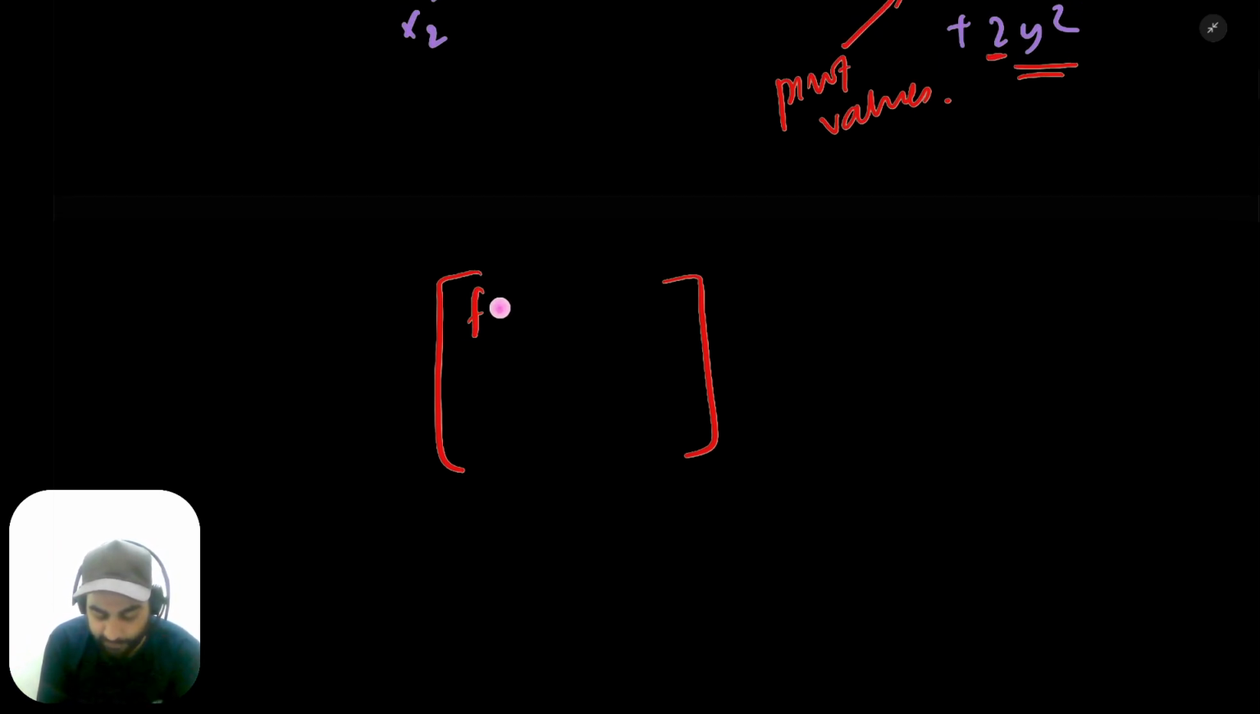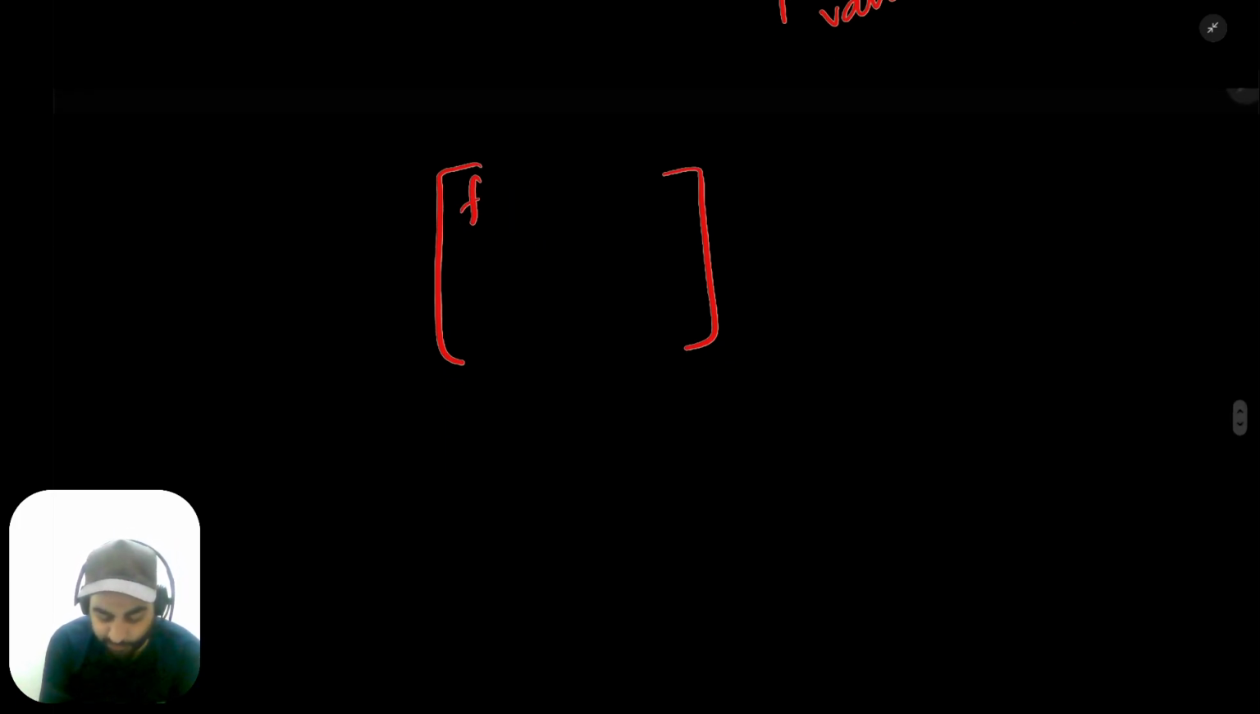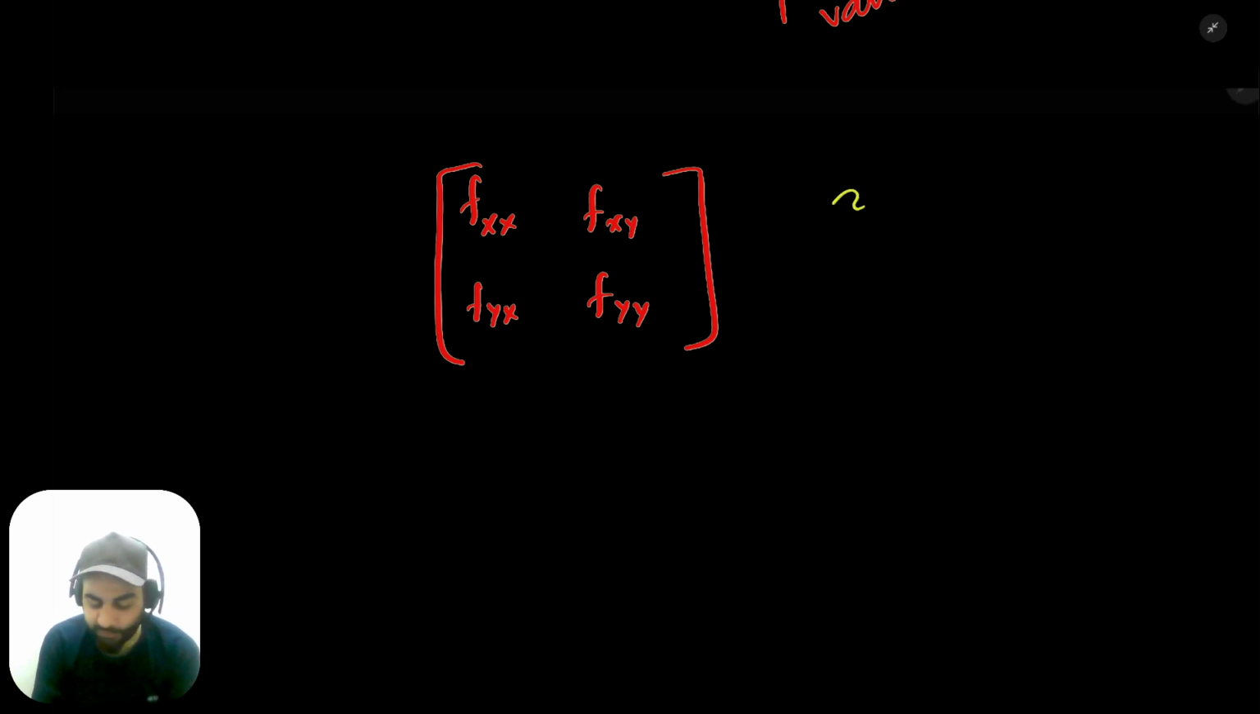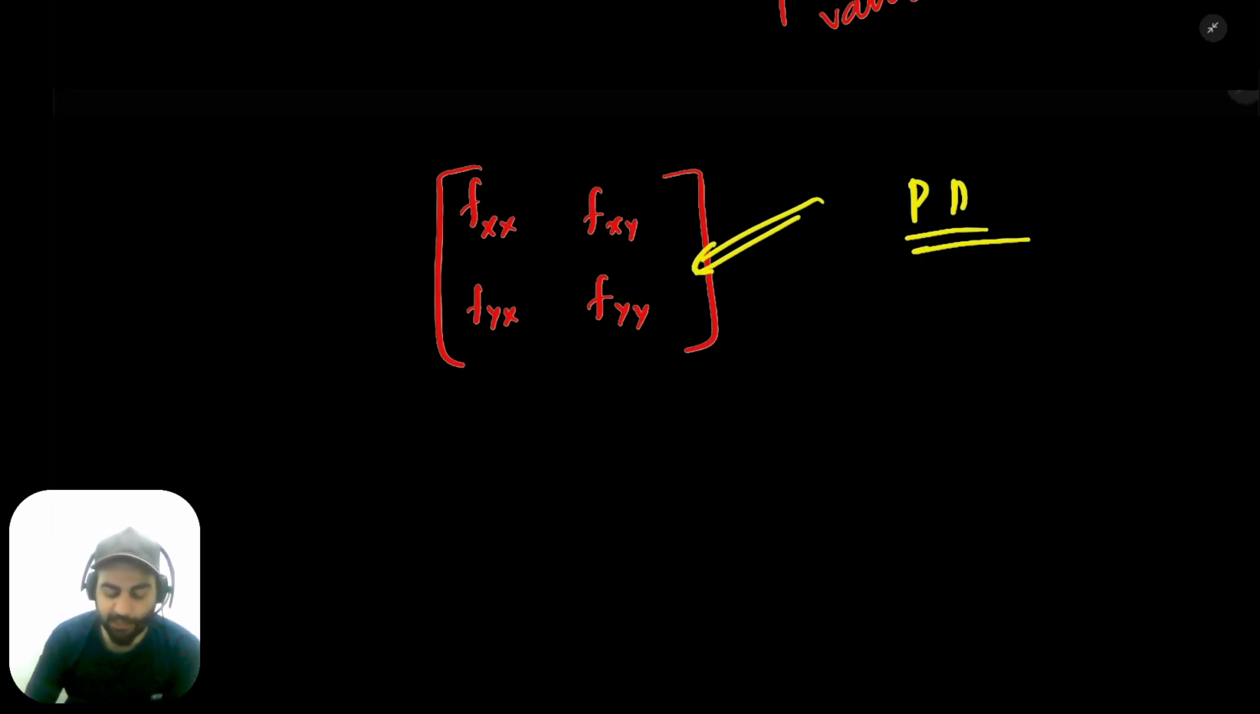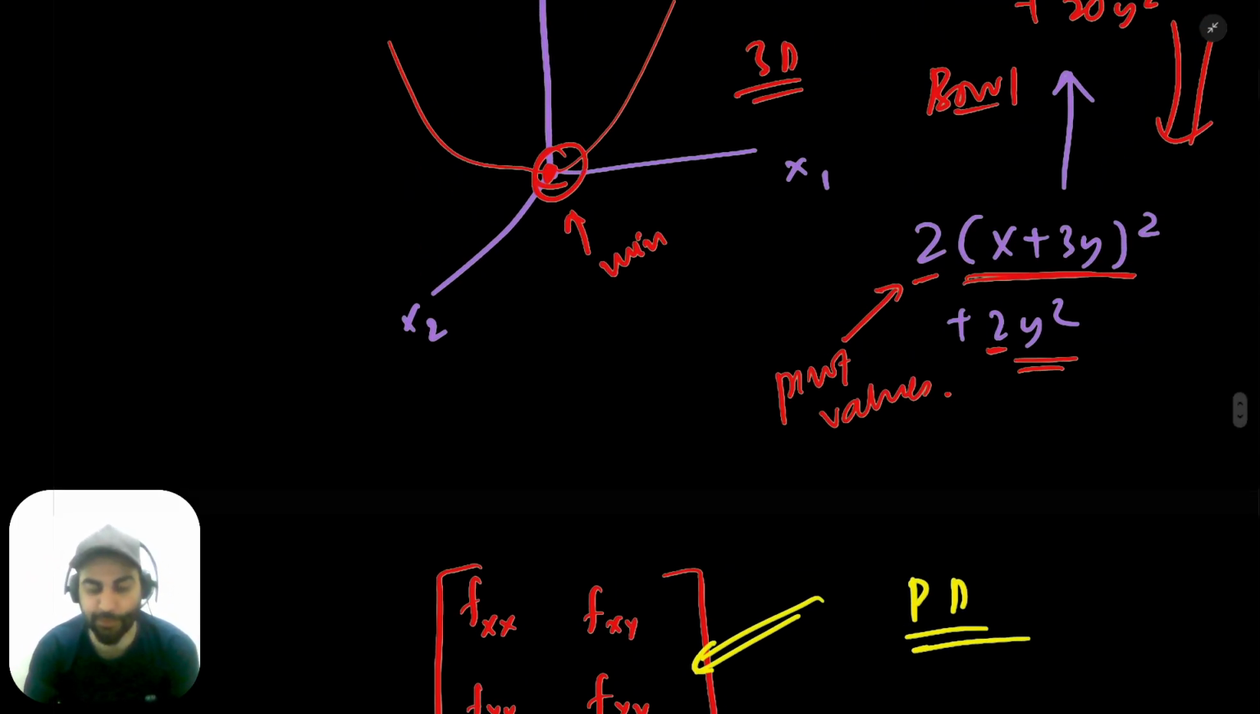Here you will have d square by dx square. Maybe I'll write it in Newtonian notation, rather than Leibniz notation. So this is the double derivative with respect to x, this will be the double derivative with respect to y, and this will be f of xy, and this will be f of yx. This will be a matrix. Now this matrix should be positive definite, in order to compute this minima and so on.